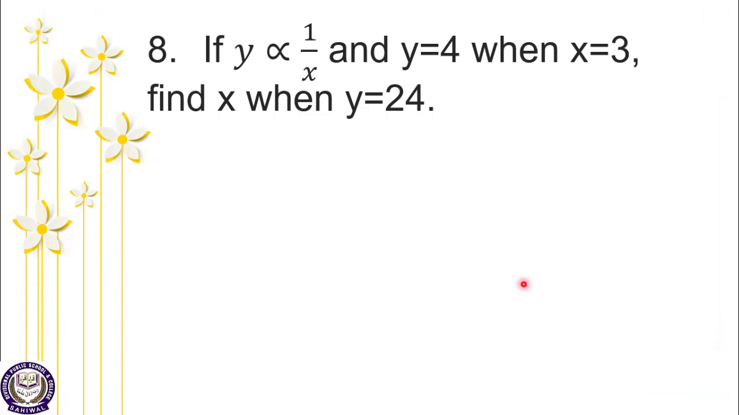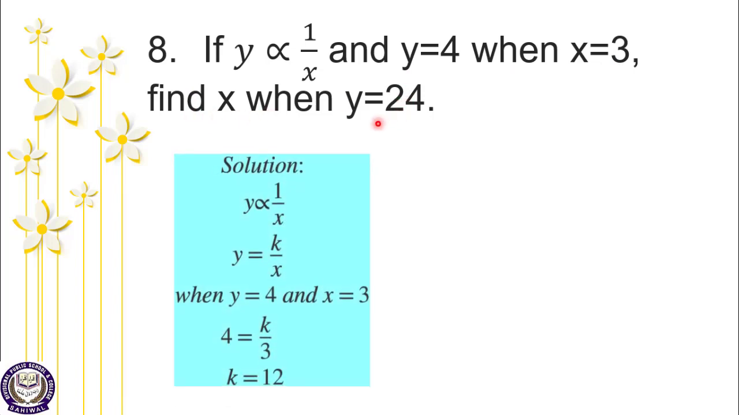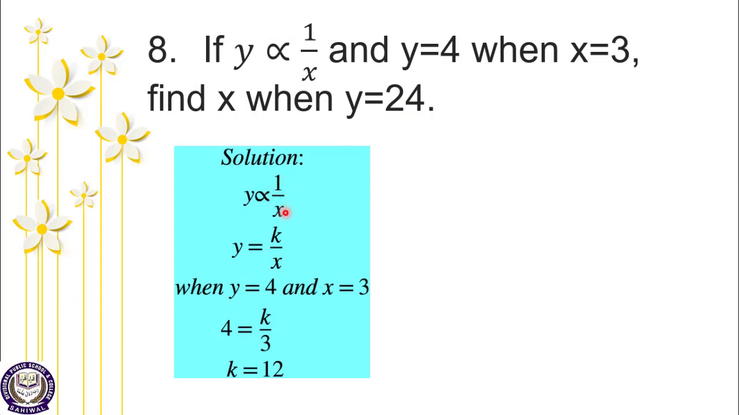Let's solve some questions related to inverse variation. Here we have, if y is inversely proportional to x and the value of y is equal to 4 when x is equal to 3, this means we can find the value of k by using these two values. Then we have to find the value of x when y is equal to 24. So, as y is inversely proportional to x, we replace the proportionality constant with k. We get y is equal to k over x.